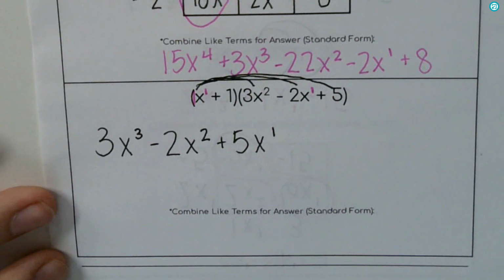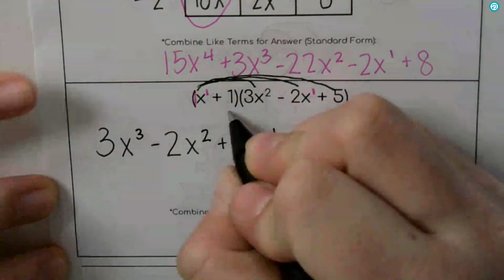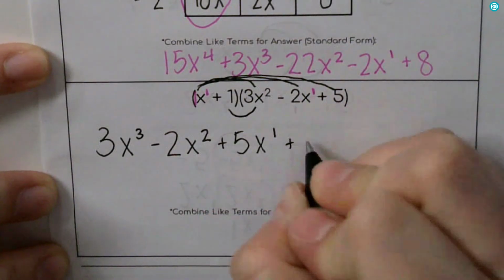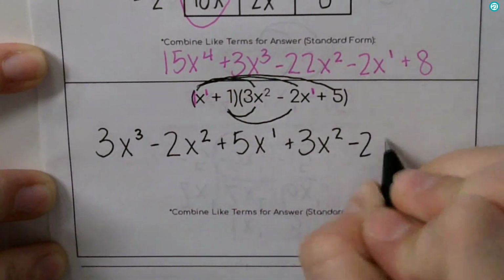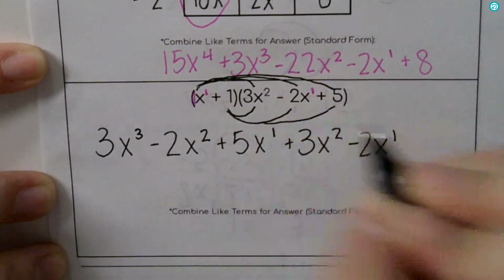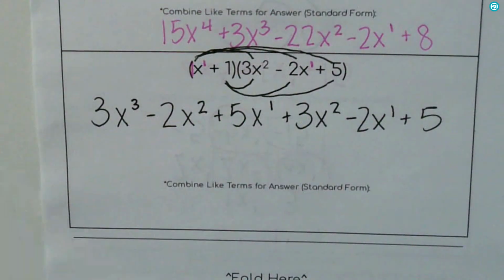Okay. Then the last 3 pieces of distributing I have to do is multiply by 1 for here. So 1 times 3x squared is 3x squared. 1 times negative 2x is negative 2x. And 1 times 5 is 5. Because multiplying by 1 doesn't change the value of anything. It's just all the same. Just threw my pen on the ground. Okay. Any questions before we combine?